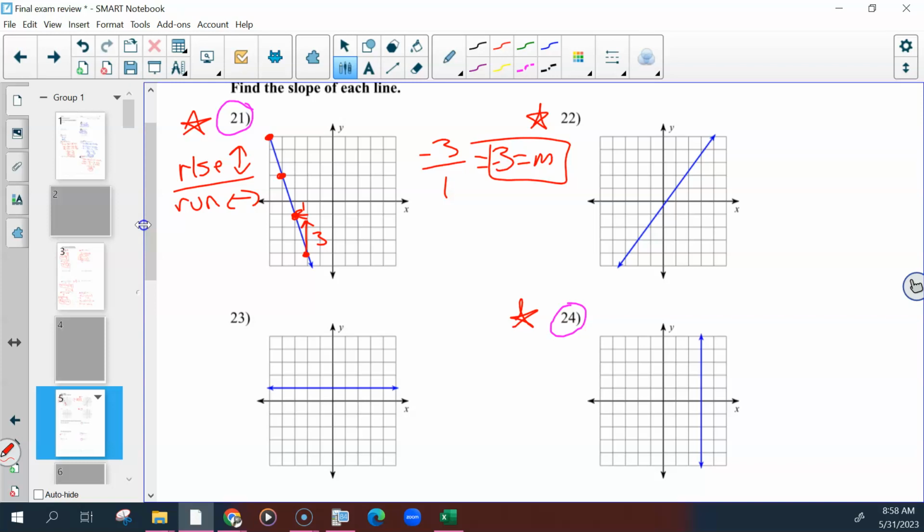If I'm going left, that's a negative. If I'm going down, that's a negative. So depending on how you look at it, it's going a negative direction either way. 22, let's find more points that cross these grid lines exactly. Looks like 1, 1 is a point, and maybe 4 or 5. And then negative 2, negative 3. And then do the same thing, count up or down, and then left or right.